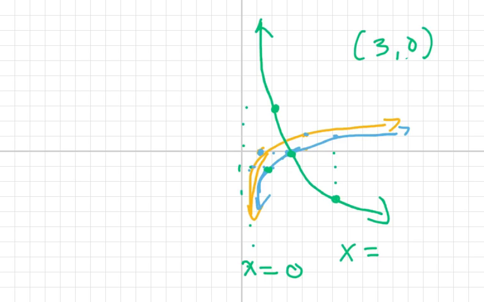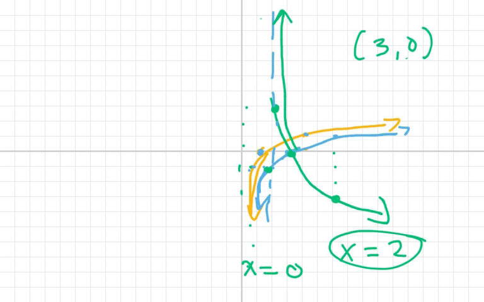equals 2. And if x equals 2, then I actually drew this kind of, so you have your shift here, and this should go up this way. So the green one is your graph. Okay? All right. Probably easier to do with the calculator.